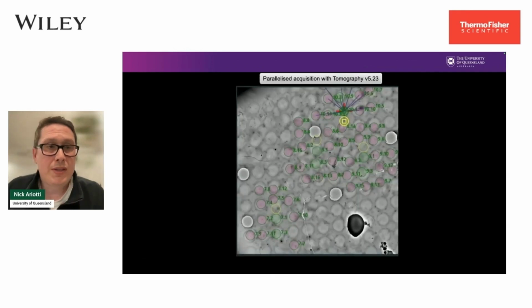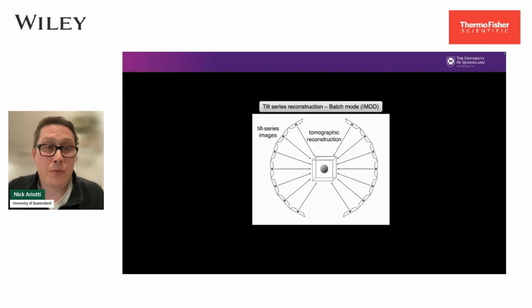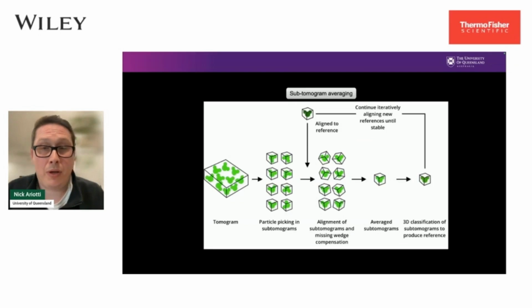We can use serial parallelization acquisition in the tomography software, which really increases our throughput. We're really improving sort of 8 to 10-fold in terms of the number of tomograms that we can acquire relative to the old way of acquiring tomograms, which is one at a time. And then we can go through and batch reconstruct all our tilt series with IMOD or eTomo. And then finally from there, we go through a subtomogram averaging pipeline, which I'll talk about in a little bit.